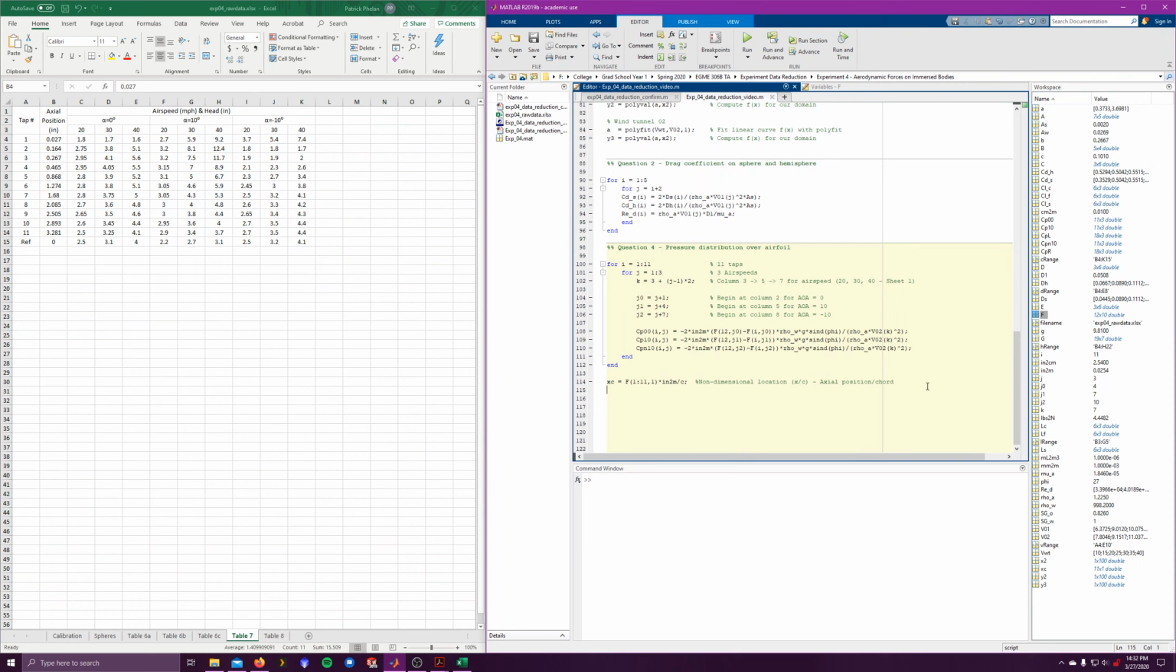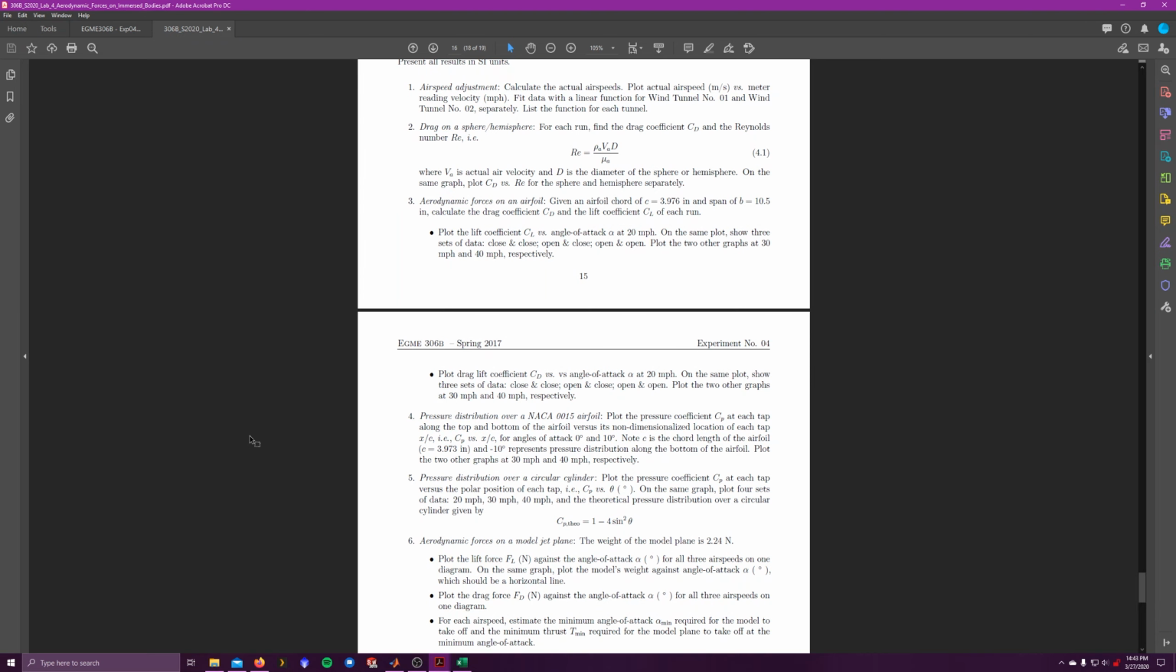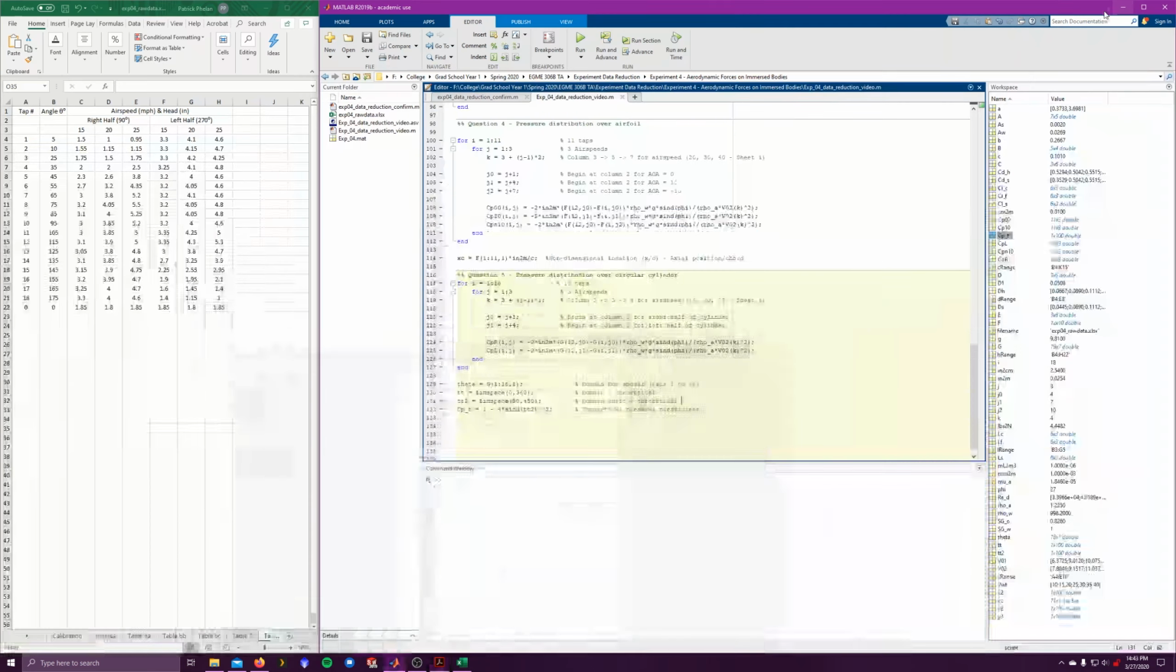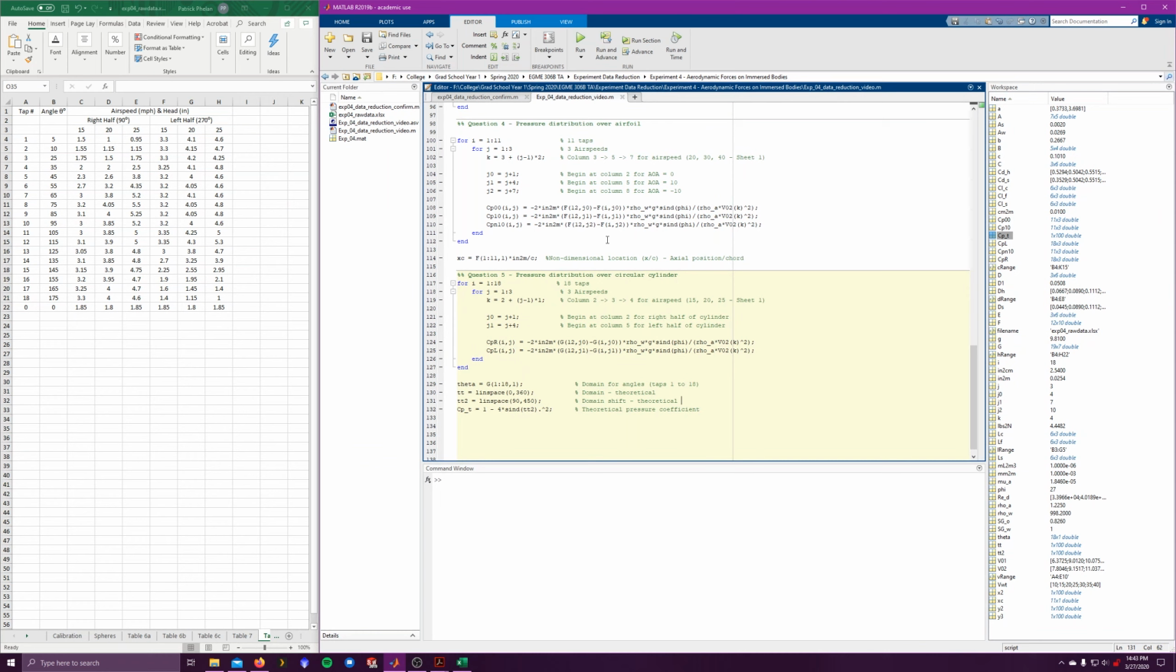Okay, so we're just going to do that. And now we're done with question 4. For question 5, we have the pressure distribution over the circular cylinder. We're going to plot Cp versus theta, and then we're also going to have a theoretical pressure coefficient. We're using basically the same formula that we used up here. It's a little different for the data that we're taking, but other than that, it's pretty much the same.